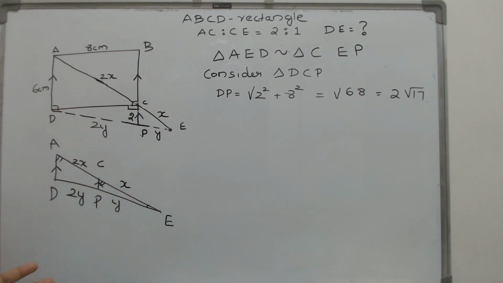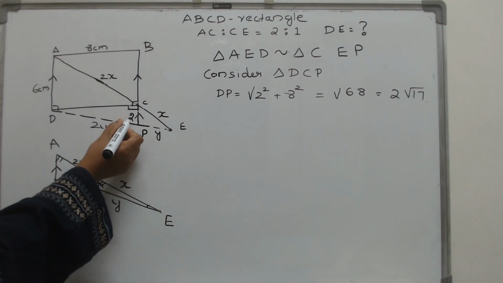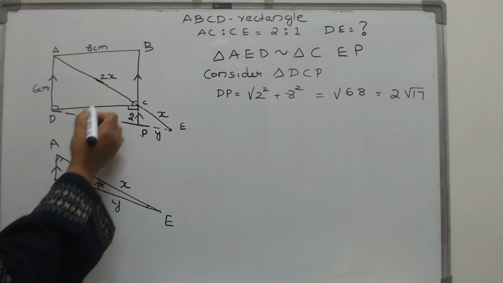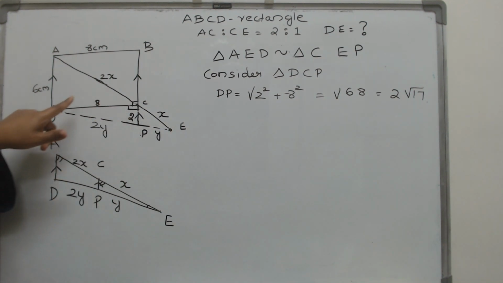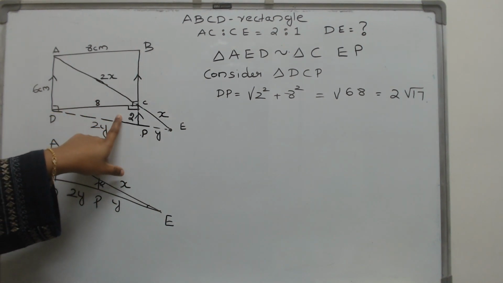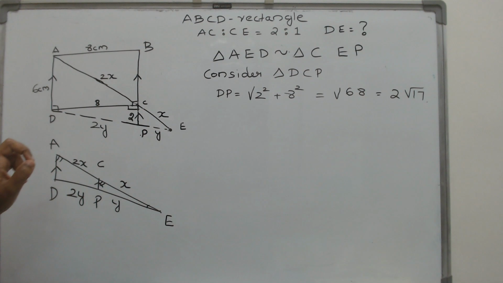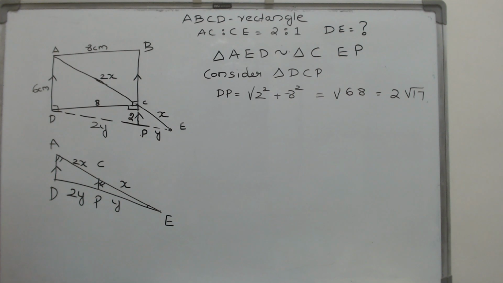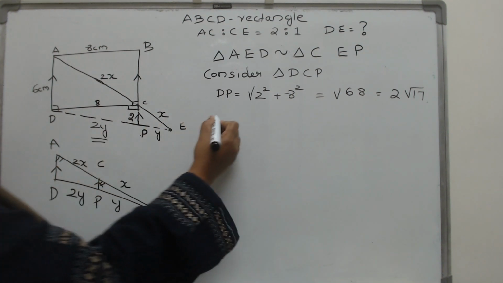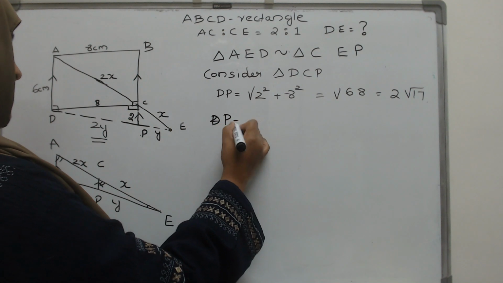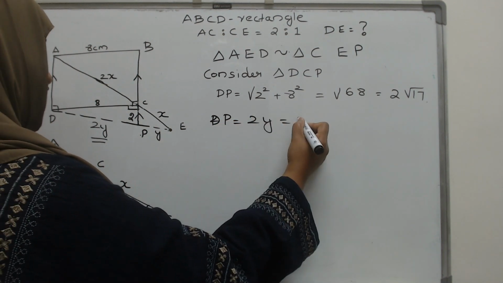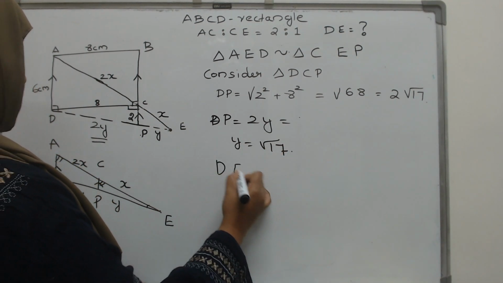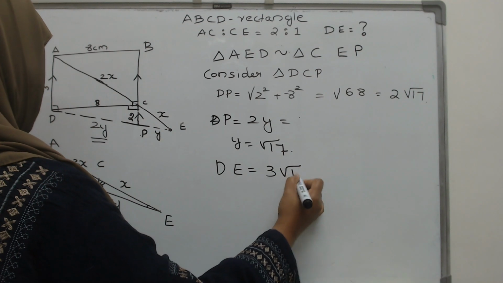So applying the Pythagoras theorem, what do we get? We found out that this is 2, and the opposite side, in a rectangle the opposite sides are equal, so here we have an 8. So one side is 8, the other side is 2. Applying the Pythagoras theorem, you get DP is 2 root 17, which means what? We named DP to be 2y, which means y is root 17. But then DE is equal to what? It is 3 root 17.